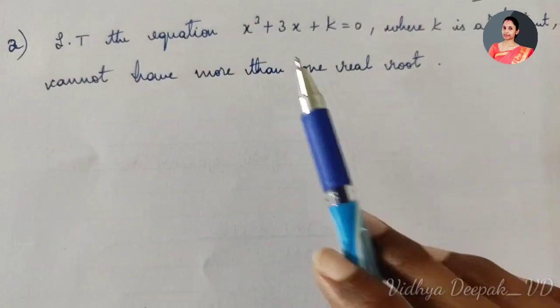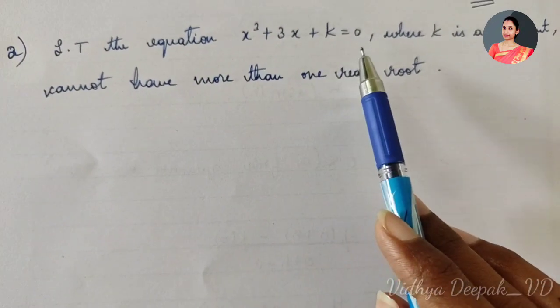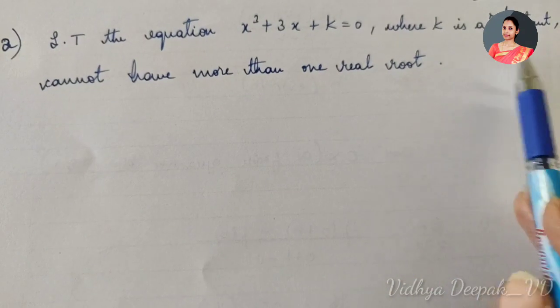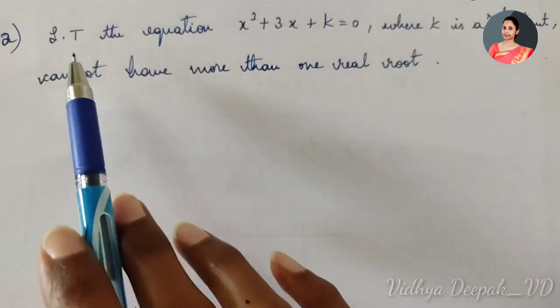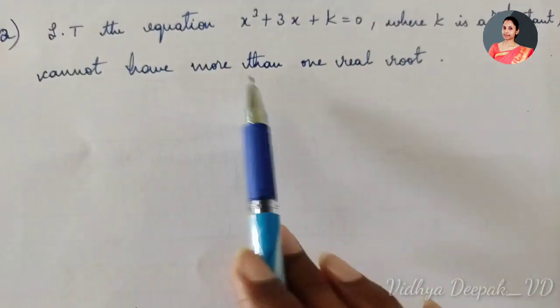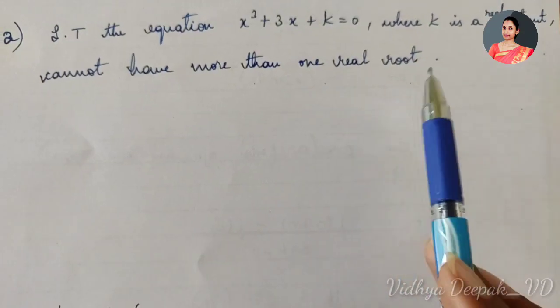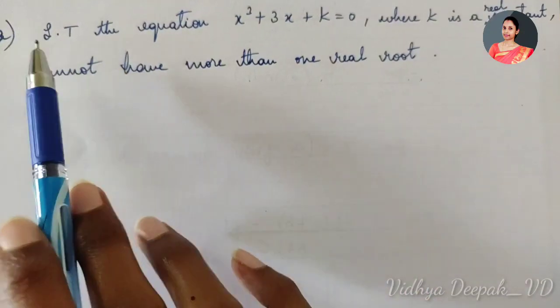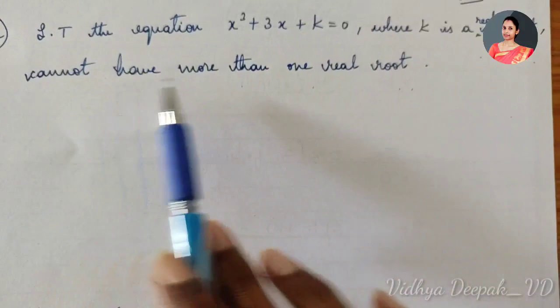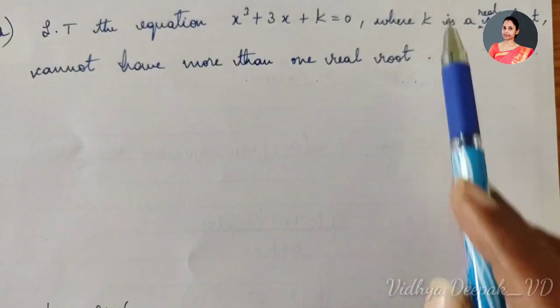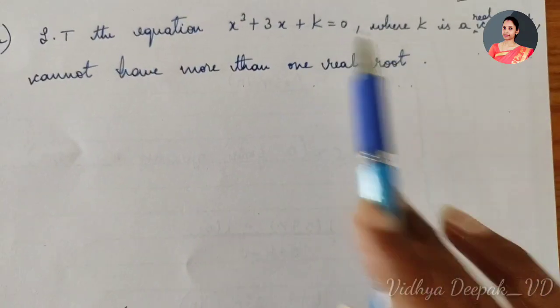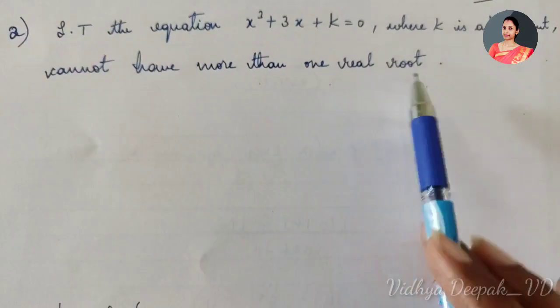Show that the equation x cube plus 3x plus k is equal to 0, where k is a real constant, cannot have more than one real root. That is what we have to prove. So reading the whole question, don't get confused. They have just mentioned what k is, then continued.